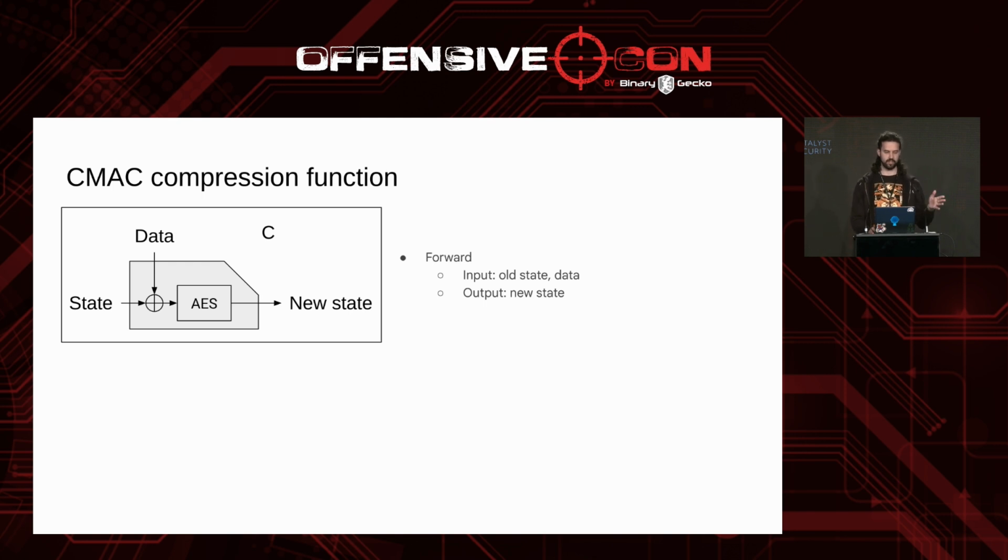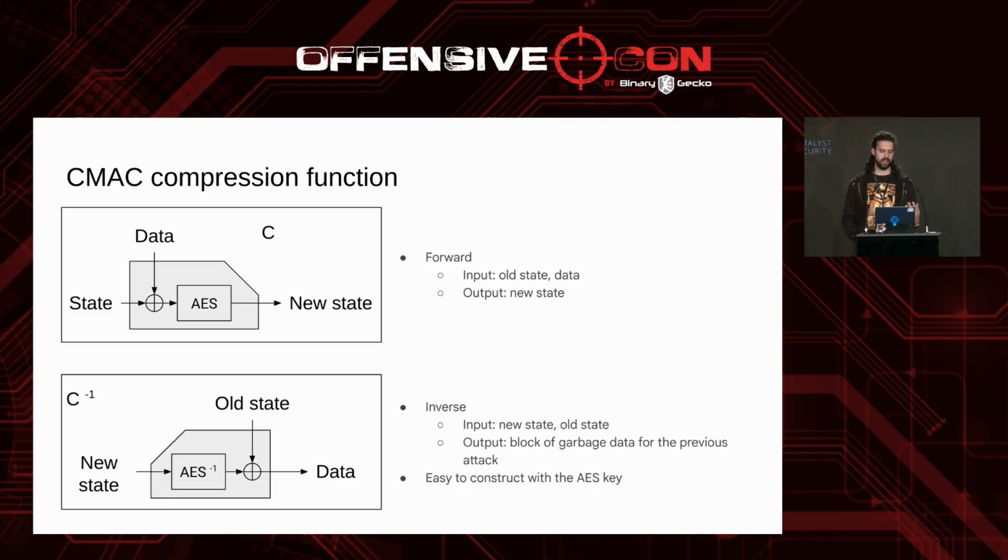So this is the compression function forward. The input is the old state and the data, and the output is a new state. The inverse is very easy to construct. As long as you know the key, you simply decrypt the new state, and then you XOR the old state on top of the output, and then out comes the garbage block.